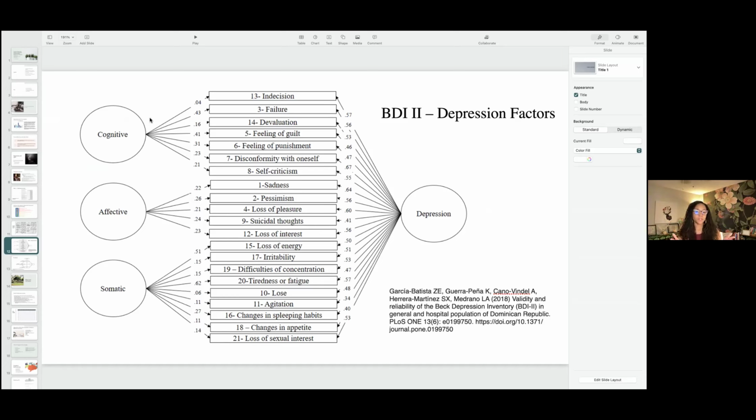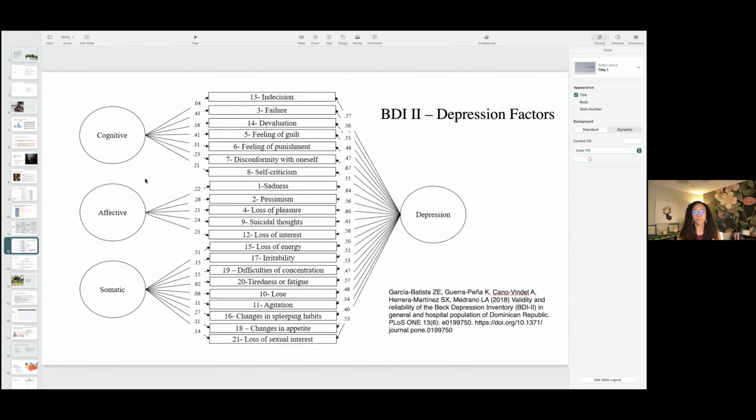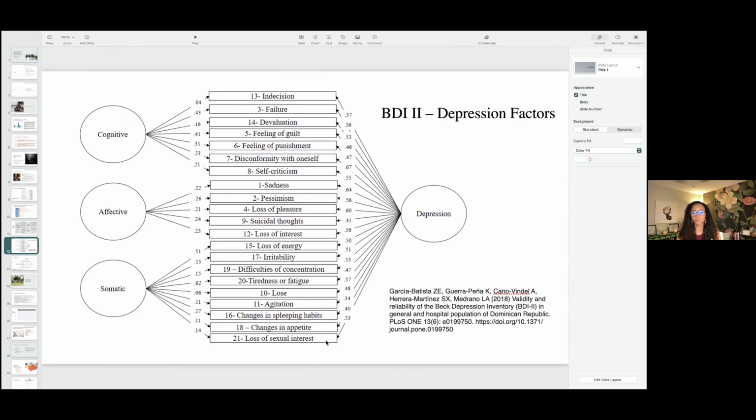So the Beck Depression Inventory is a pretty comprehensive inventory when it comes to depressive symptoms, and these are the underlying factors. Any questions so far about measurement? Or comments about measurement? Do you see anything in the chat, Stephanie? No? Okay. All right.